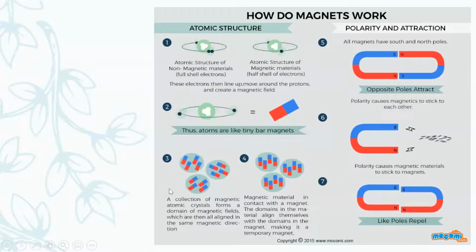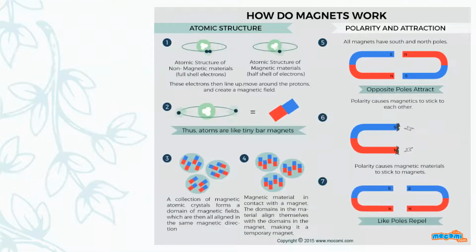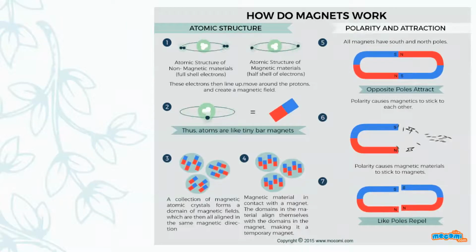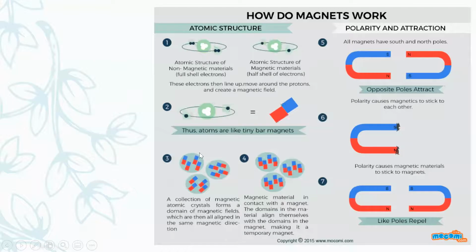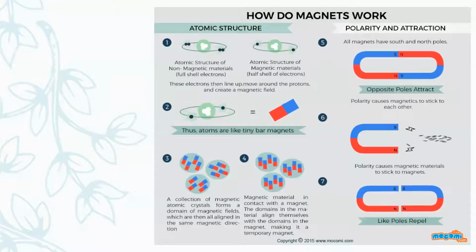Come towards the third point. Look at this picture. There are a number of magnetic atomic crystals. A collection of magnetic atomic crystals forms a domain of magnetic field. You can see here that the south pole is showing the domain, and the north pole beside this. They are aligned. In this form of the magnet, the aligned particles form a domain of the magnetic field, which are then all aligned in the same magnetic direction.